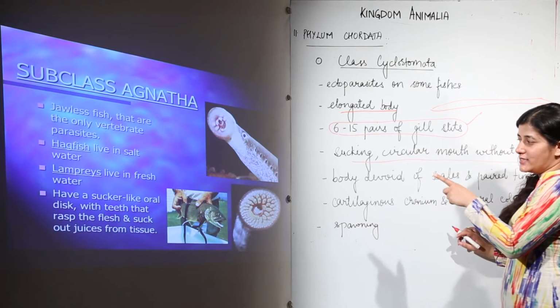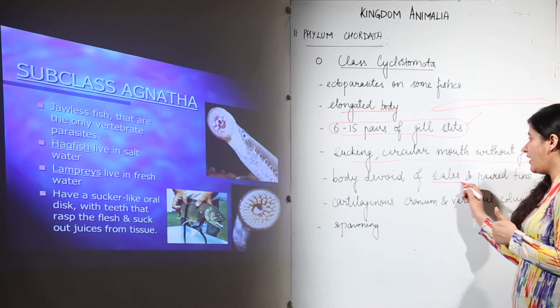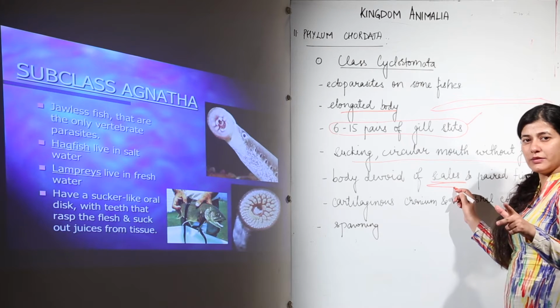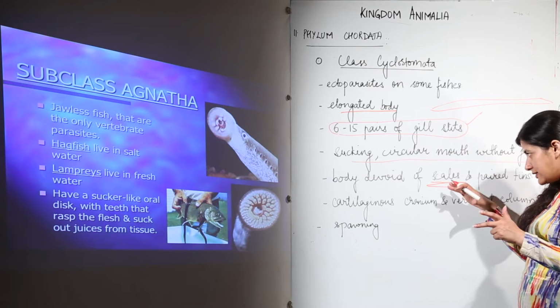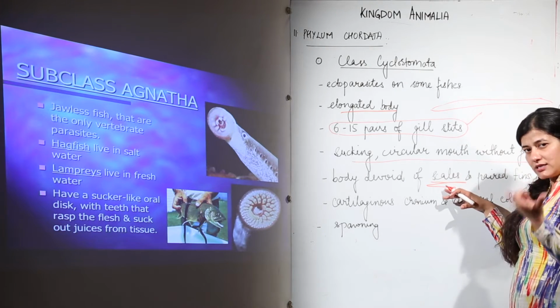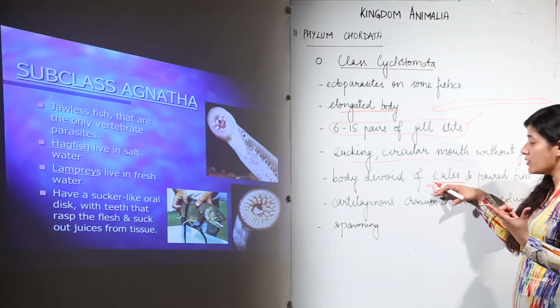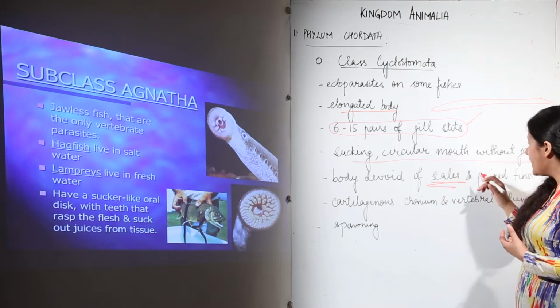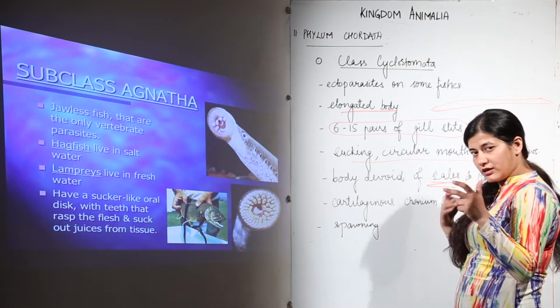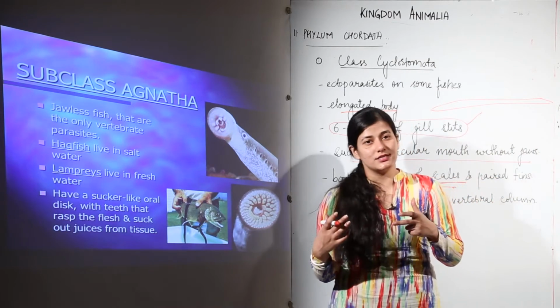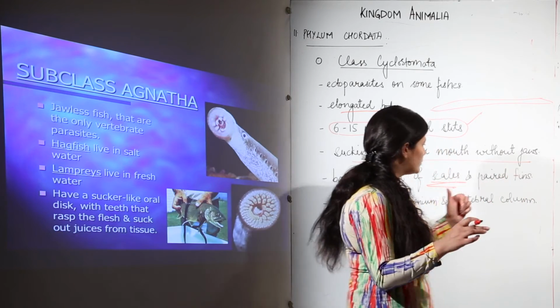The body of the organism is devoid of any scales. The scales will not be present. Now why am I saying scales over here? Because the next class that we are going to study, that is the superclass, is going to have scales present in it, and the scales would be the basis of classification of the two classes, that is chondrichthyes and osteichthyes. We come to that later on.